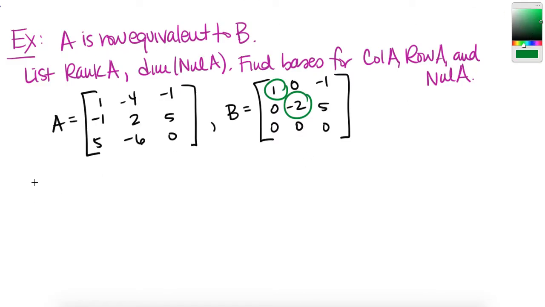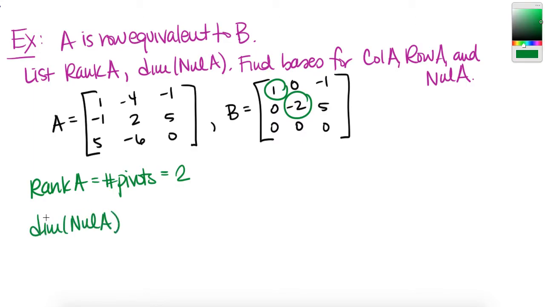List the rank of A. Okay. So rank of A is the number of pivots, which is 2. Okay. And then we want to list the dimension of the null space. Okay, that's the number of non-pivot columns, or another way to think about it is the number of free variables, which is 1. And then we want to find bases for various other things.